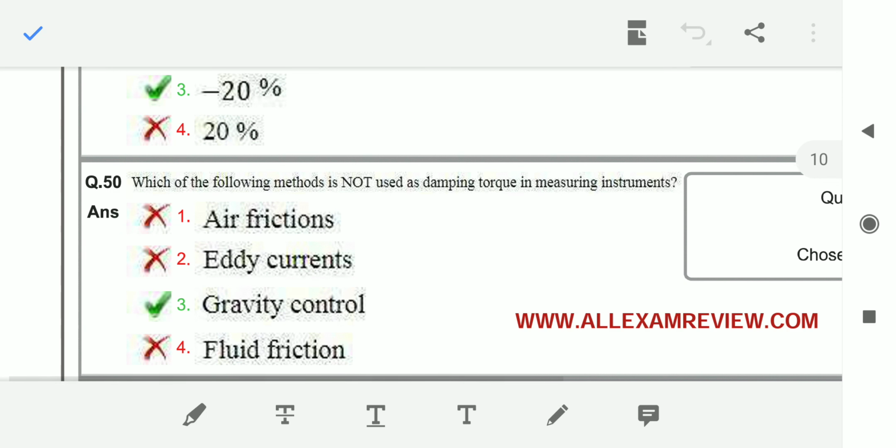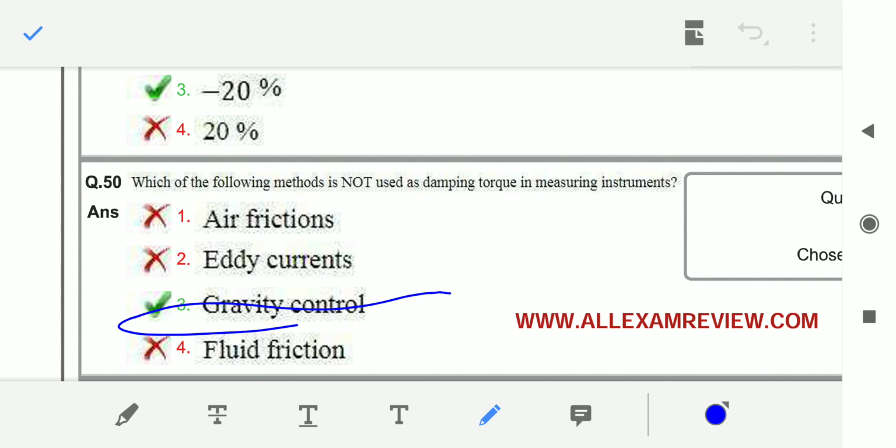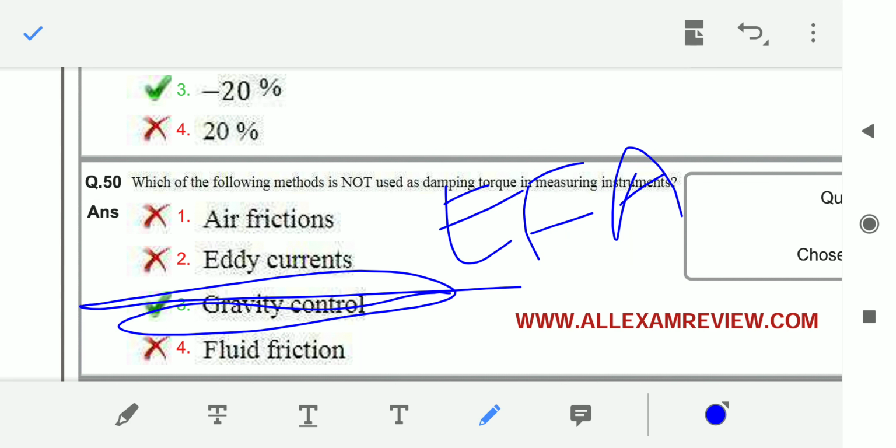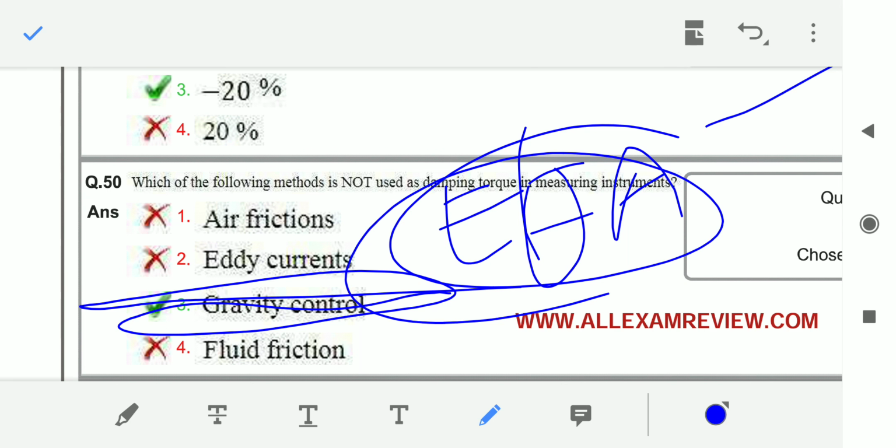Next: which of the following methods is not used as a damping torque in measuring instruments? We don't use gravity control torque, I already told you. Eddy current damping, air friction damping and fluid friction damping, these damping methods only we will use. We don't use gravity control damping.